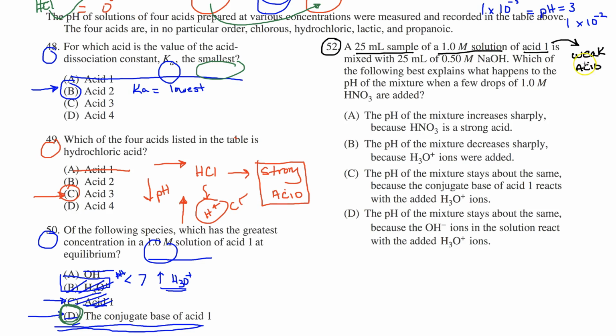We talked about that in different problems above. Which of the following best explains what happens to the pH of the mixture when a few drops of the acid are added? That's after we've mixed it and titrated with 25 milliliters of a 0.5 molar NaOH.